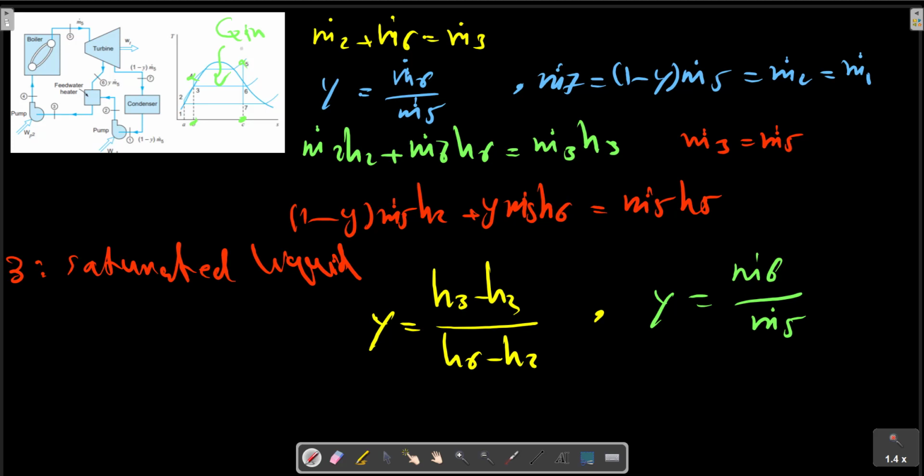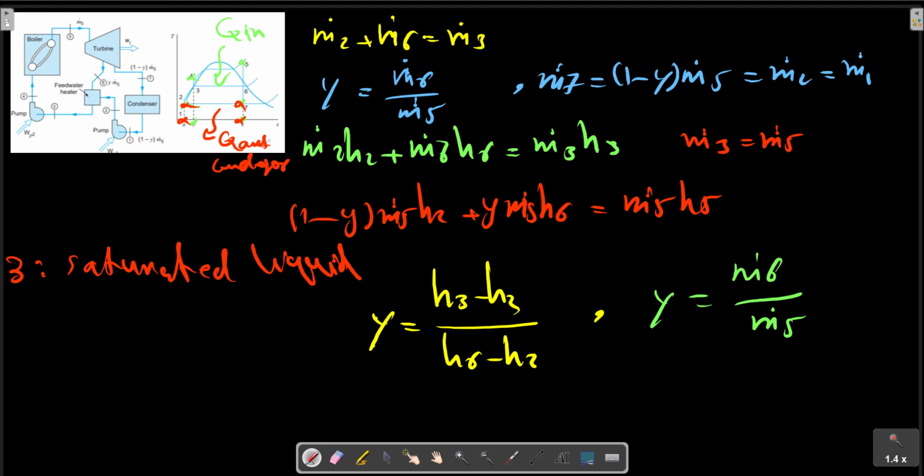But since not all the steam passes through the condenser, the area 1, 7, C, A represents the heat transfer per kilogram flowing through the condenser, Q out condenser, which does not represent the heat transfer per kilogram of working fluid entering the turbine.